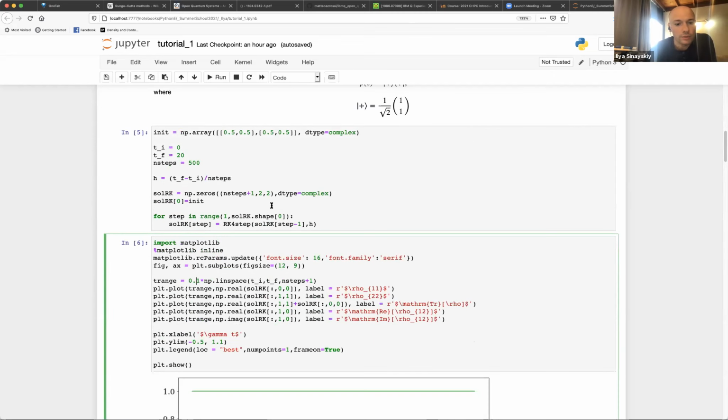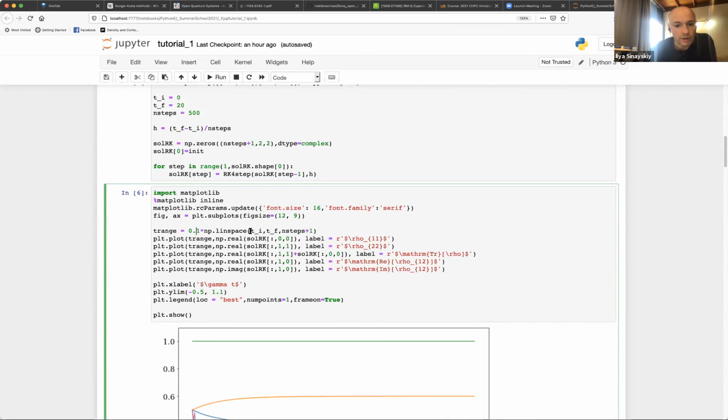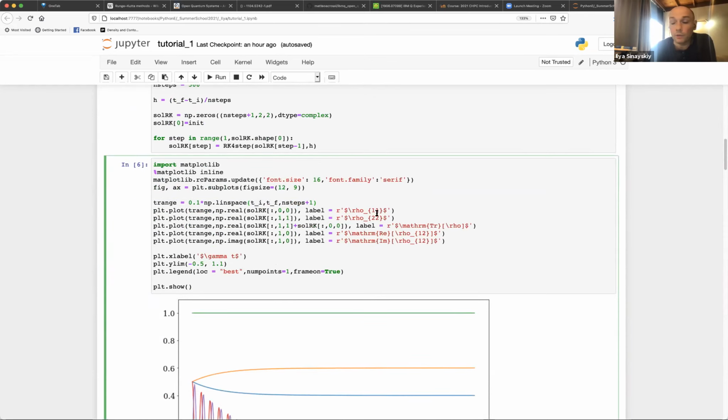That's why I choose my range to be from initial to final number of steps, but I also multiplied by 0.1 by gamma. So now this is my array of gamma t's. And what I'm plotting is the elements of the density matrix. I have 2 elements on the diagonal, row 1,1 and row 2,2.